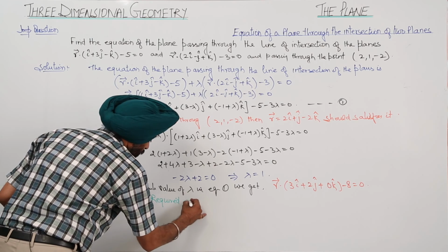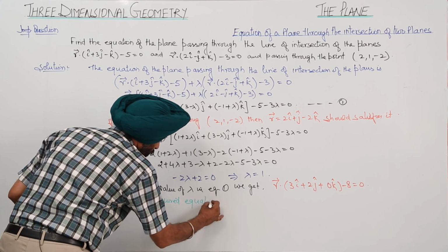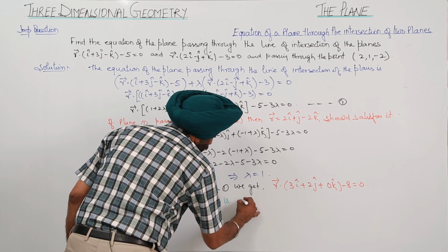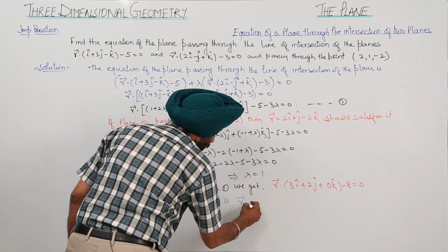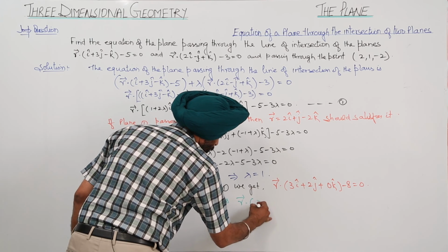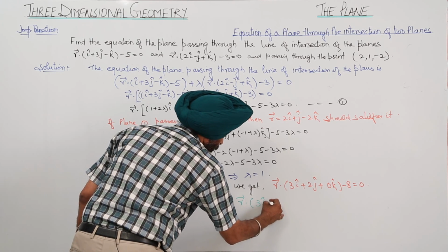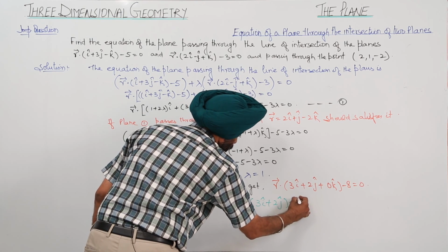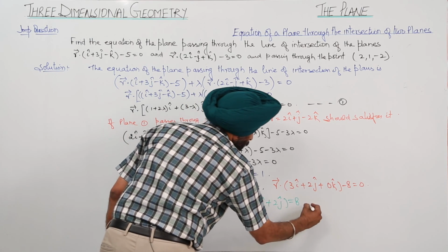Required equation is vector r dot (3 i cap + 2 j cap) is equal to 8. Answer.